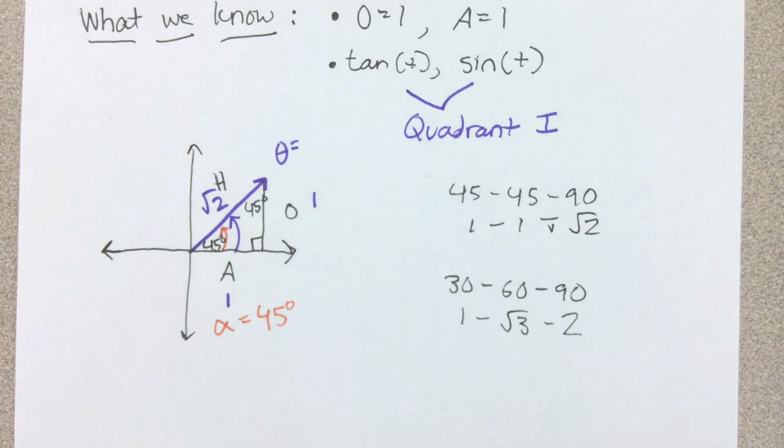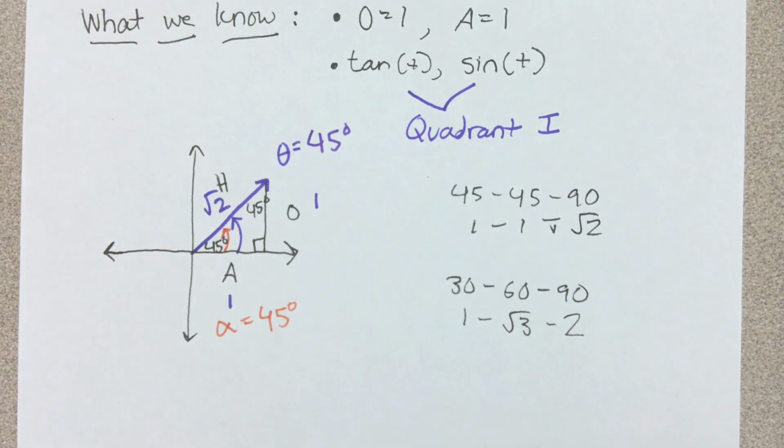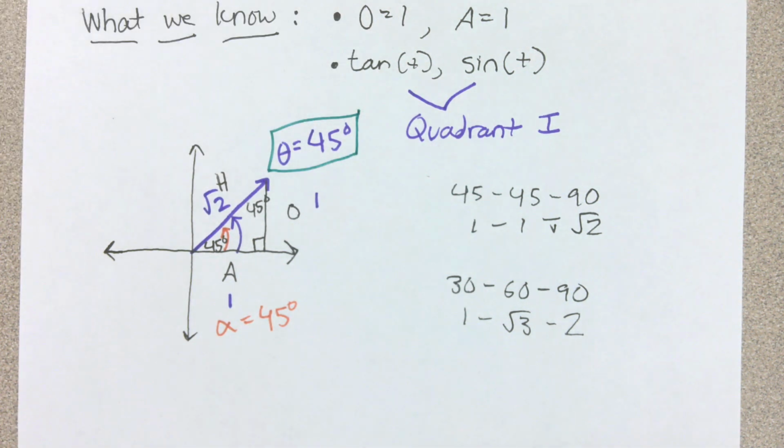Lastly, we can now determine what theta is. What is theta? Theta is also 45. We're in quadrant 1, where alpha and theta are going to be exactly the same, so 45 degrees it is. So the overall question was to find theta in degrees, which we did, so we are done. Let's do another one.